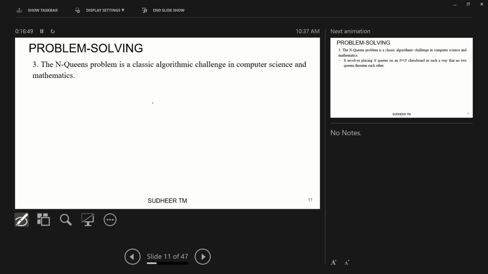So, an N by N chess board. The common chess board is 8 by 8, right? 8 columns and 8 rows. So N by N queens. We have to distribute some number of queens in such a way that they are not disturbing each other.